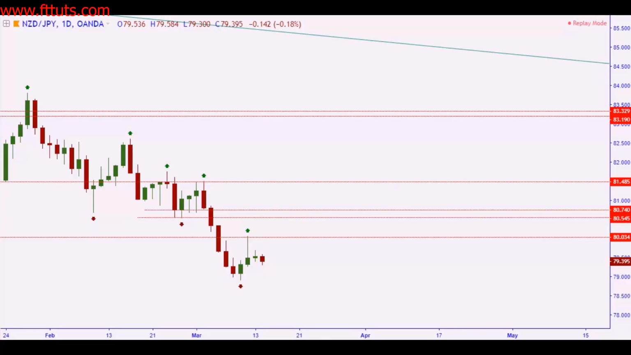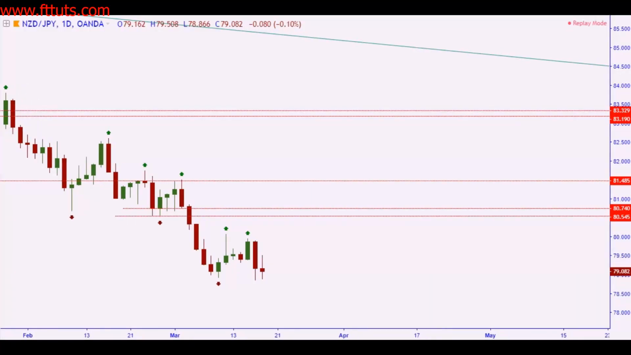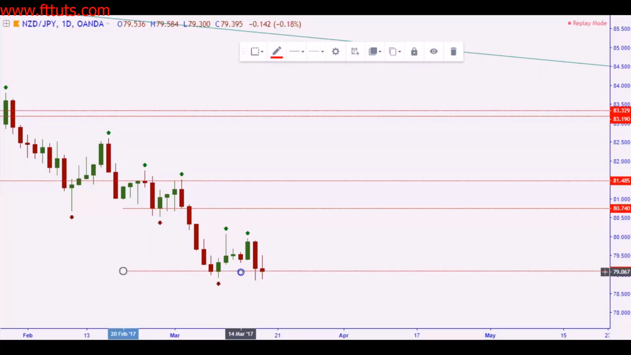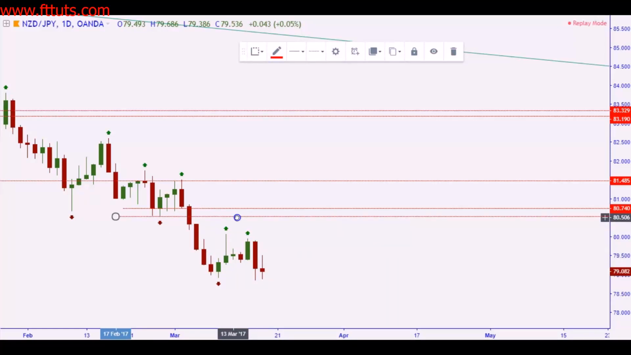Doesn't look like we're going to make it. Alright, I'm going to remove this line. We don't need that. And now the market's trying not to break this level here. Alright, and we haven't pulled back to this fractal either yet. So let's see what it's going to do.